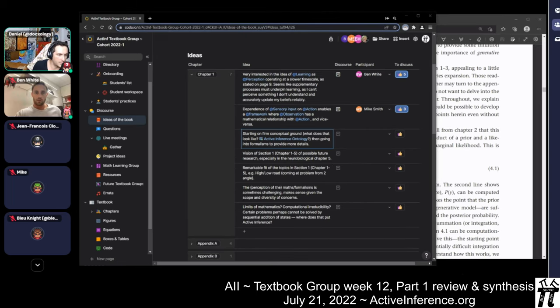Returning to some earlier comments on the firm conceptual ground. What is an area, no matter how narrow or distal from ActInf, where people believe that there is a firm conceptual ground, they felt like that provided a foundation for them to learn further? Are we seeking an analogy to some other field of theory or practice or domain? Or are we kind of seeking for an epistemic territory that we haven't quite seen?